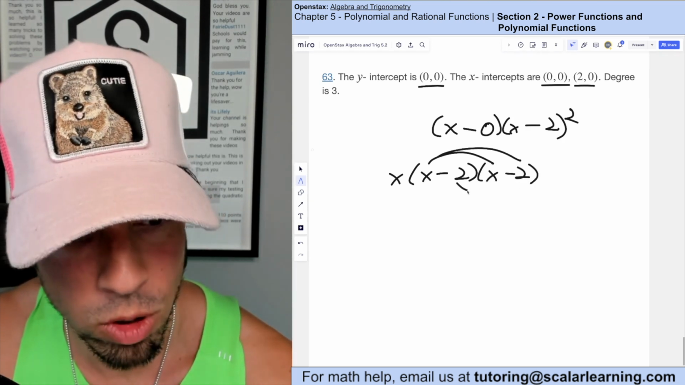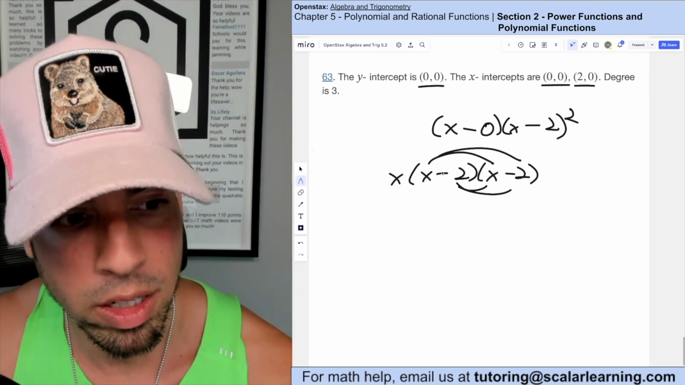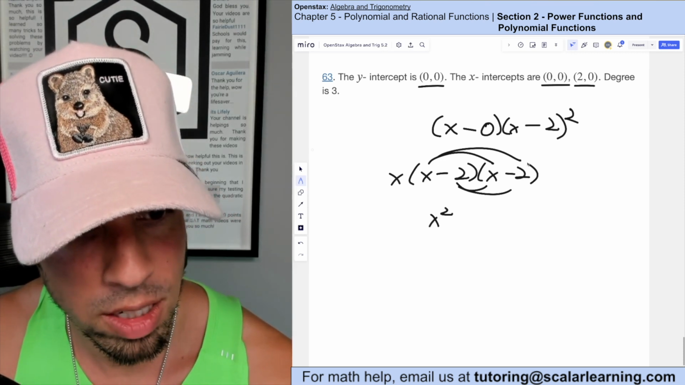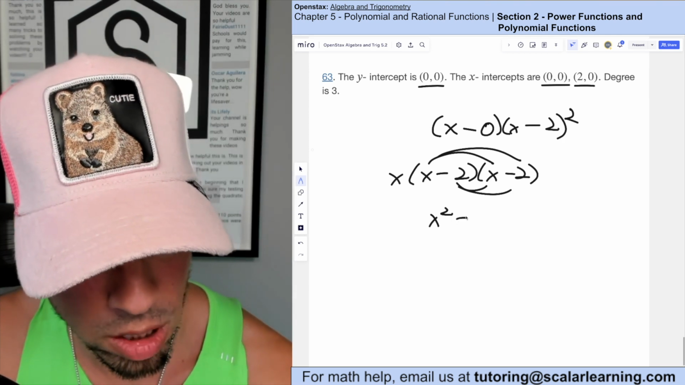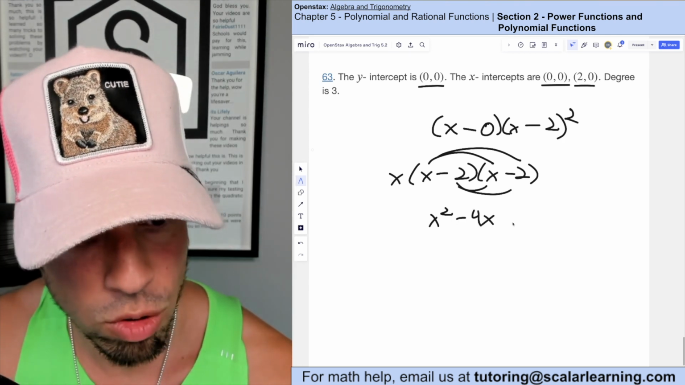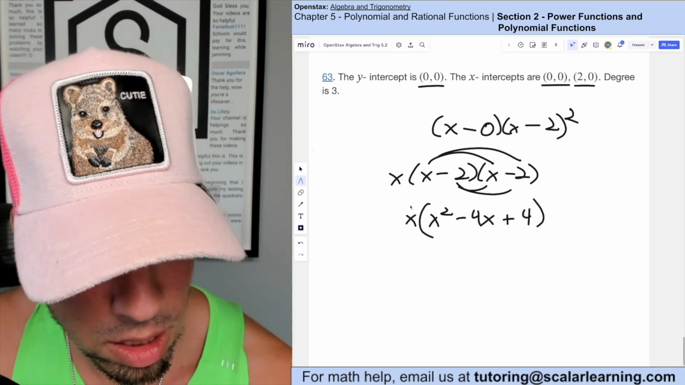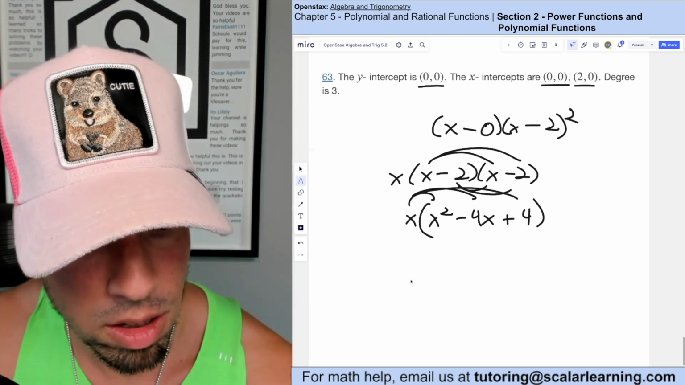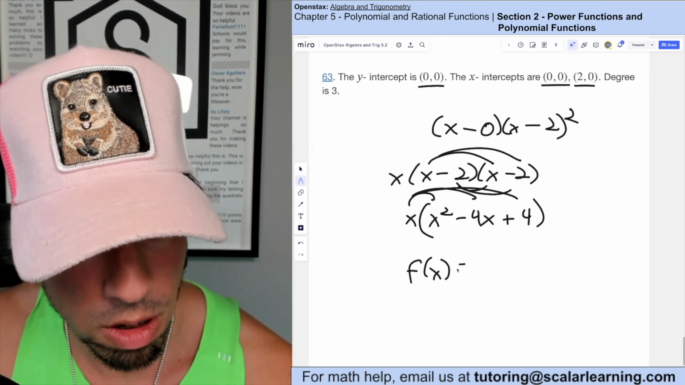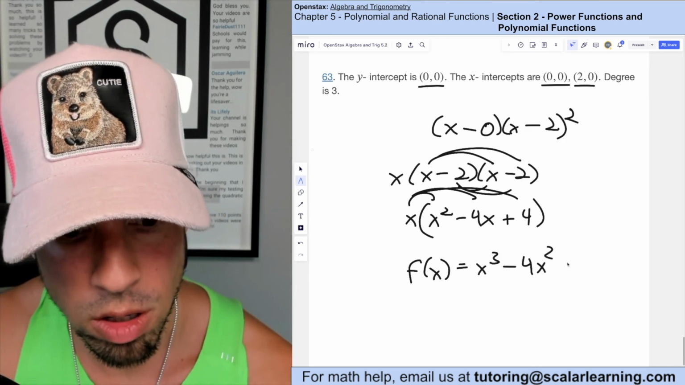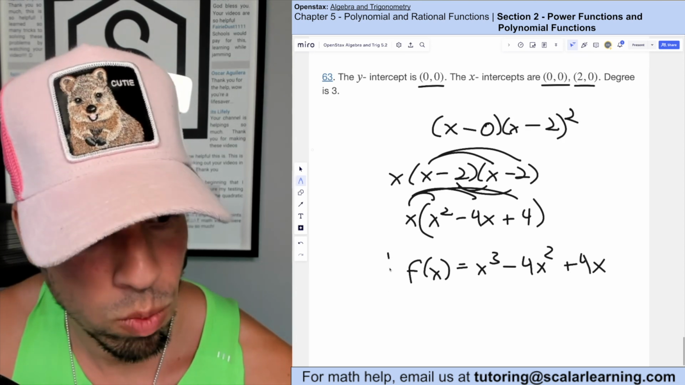I'm going to FOIL this out first. It doesn't matter which way you go, or I could distribute the x in, but let's do it like this. So this gives me x squared, then it's minus 2x minus 2x, which is minus 4x, and then -2 times -2 is positive 4. And then all of this times x, and then as we distribute that x at the end, we get a final function of x cubed minus 4x squared plus 4x for the win.